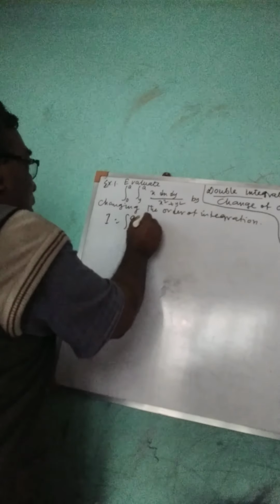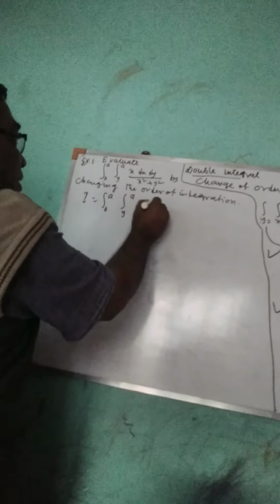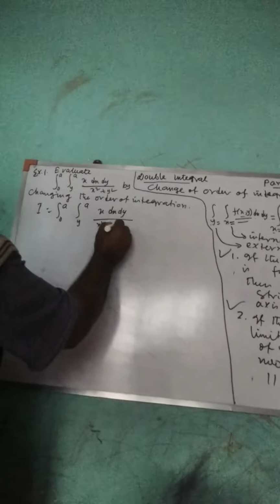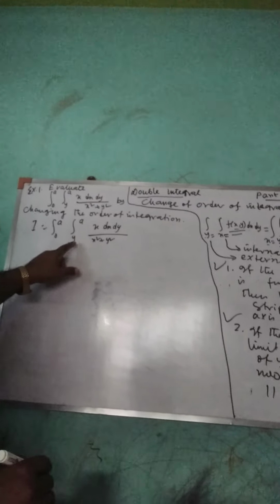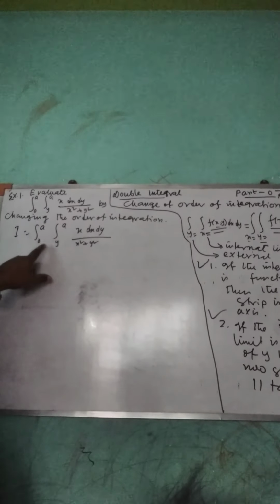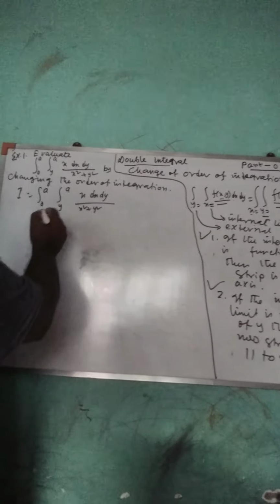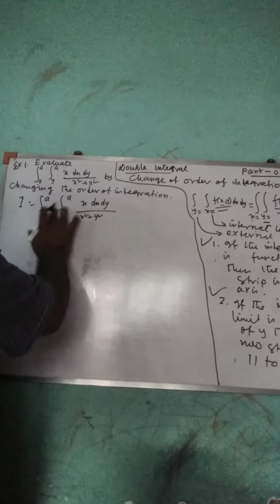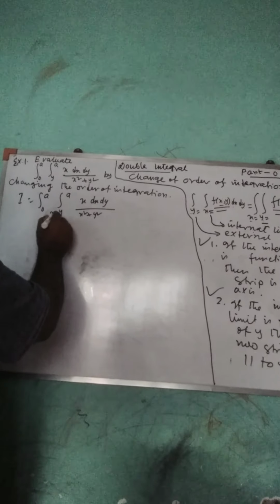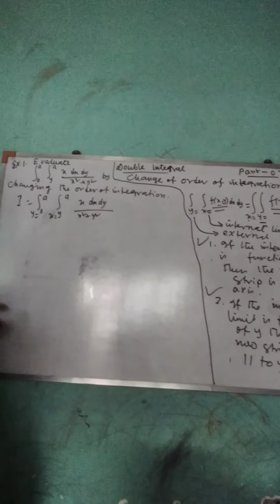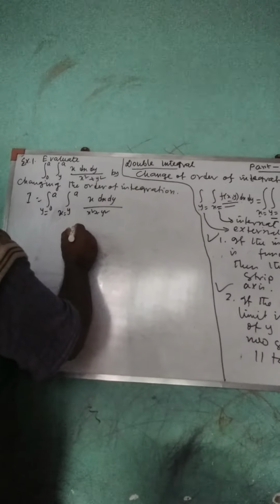So now you see, I equals integral from 0 to a, integral from y to a, x dx dy over x square plus y square. This is the internal limit, this is the external limit. The internal limit is a function of y. So this is x equal to, and this will be y equal to.